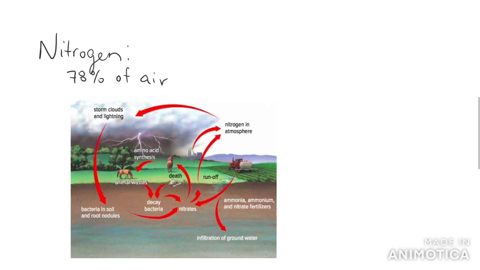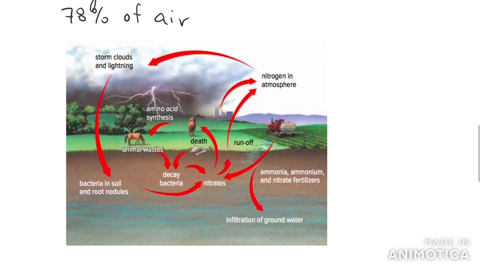So as you see here, we use it in amino acids, and bacteria in soil and root nodules will take it from the atmosphere, put it in the soil where we can use it. The plants will use it, then the animals will eat it. In the animal's waste, it'll go back into the earth, or when animals die, it'll go back into the earth.